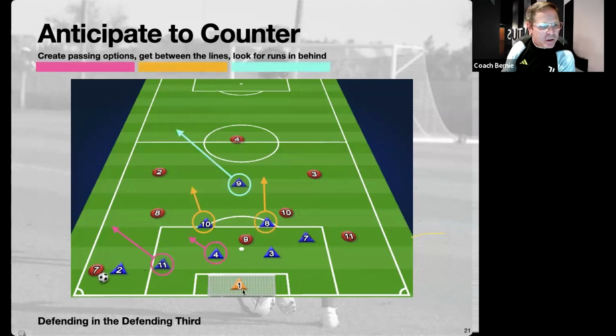So here's what we would look like, right? Maybe the 11 and the 4 take responsibility, create a triangle, create angles so the 2 can get out of here. We don't make this guy play 1v1 right here to get out of the back. We're still in danger, right? Get him in there, get him out.